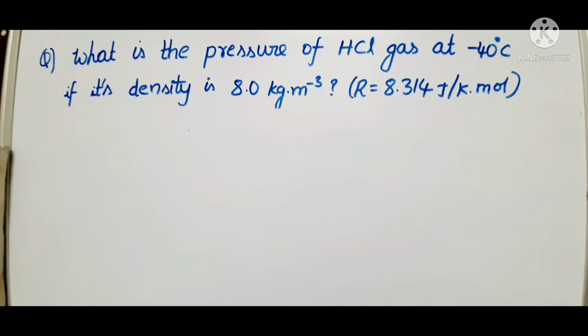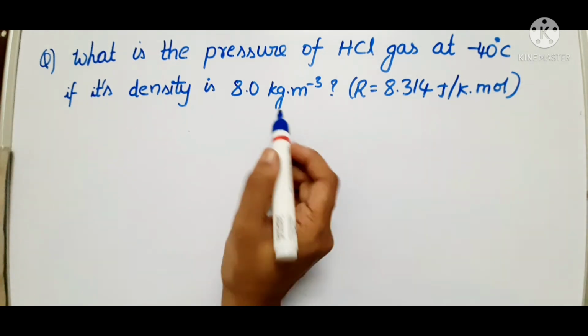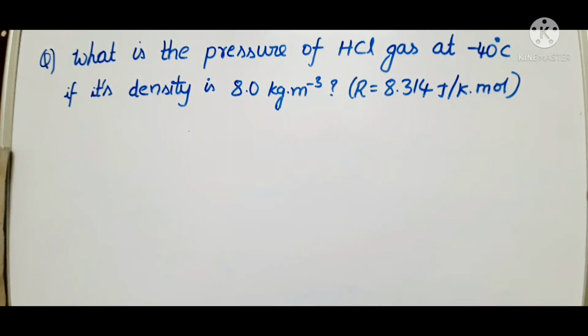Hi students, today's topic is some numerical problems based on the ideal gas equation. Let us see the first problem. What is the pressure of HCl gas at minus 40 degrees if its density is 8 kilograms per meter cube, when the R value is given in joules?